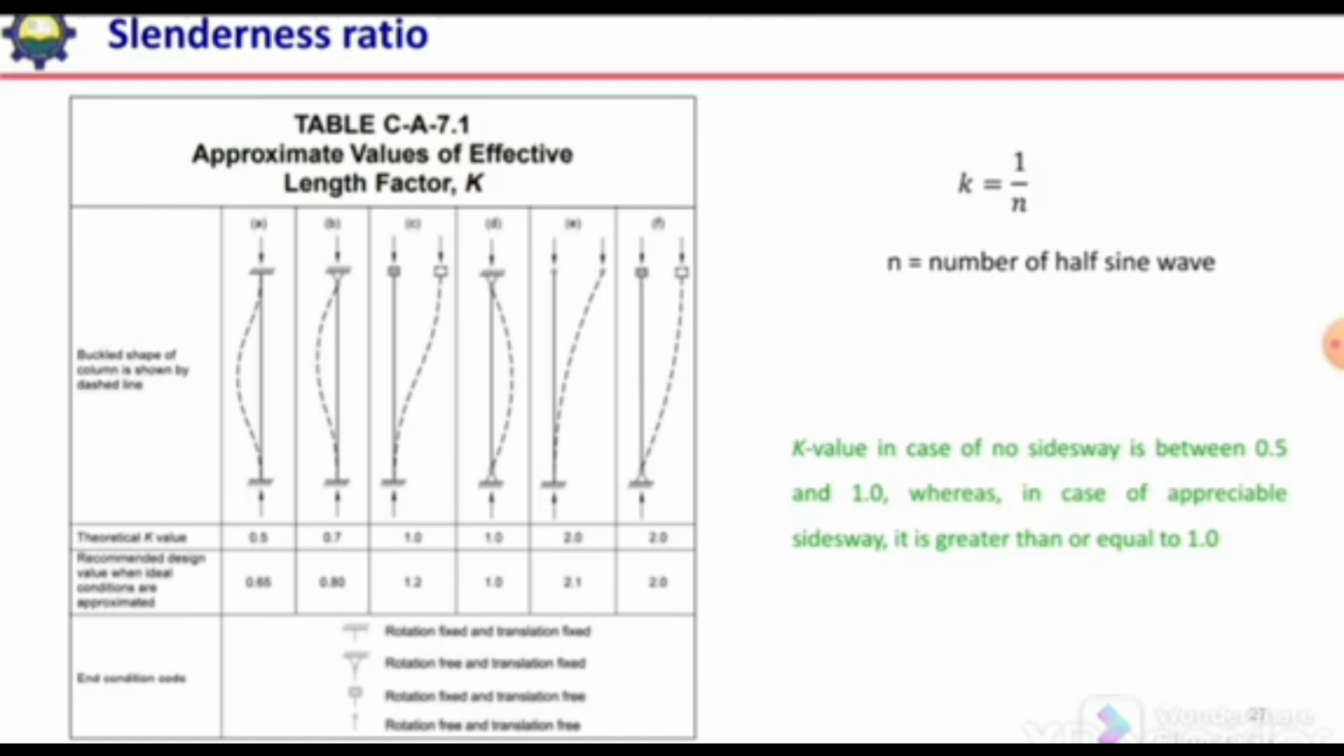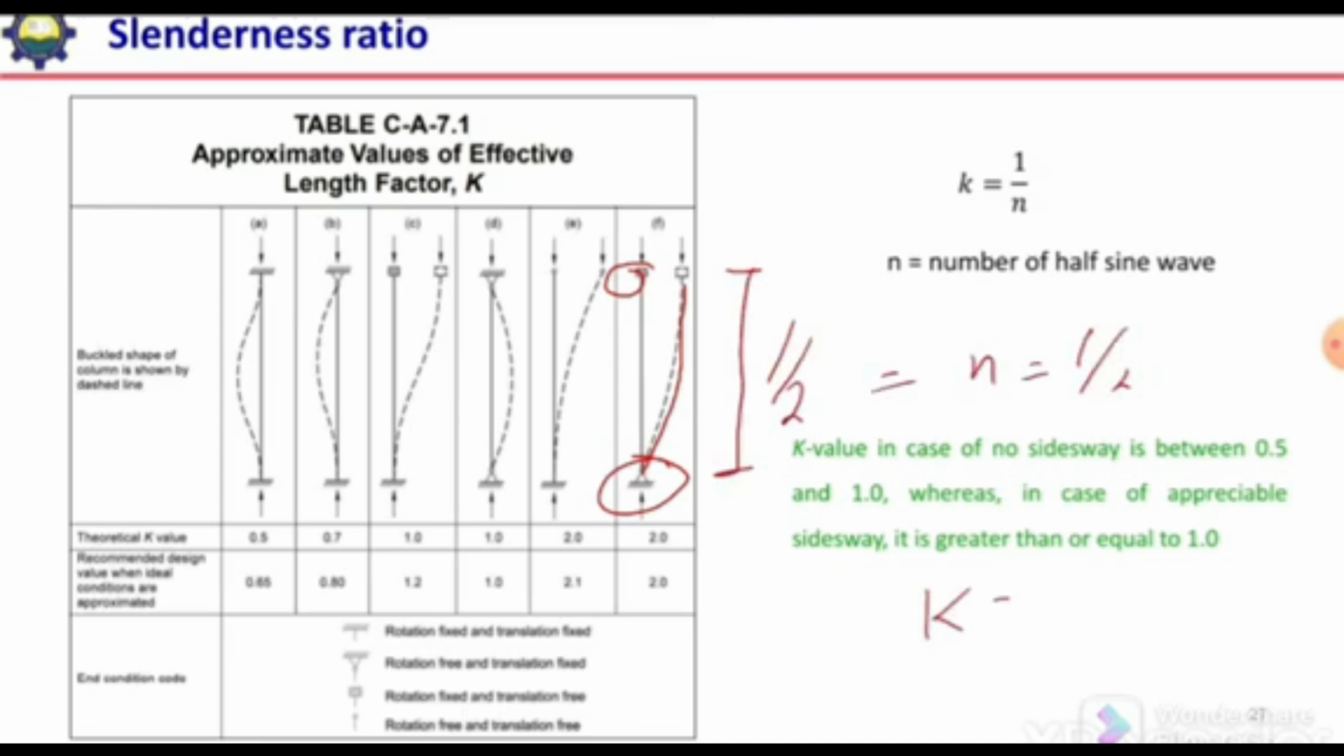And in the last case we have pin support at the bottom and we have a support at the top in which the rotation is fixed but translation is free. So the curvature will be like this. So this is again a half of half sine wave. So N is equal to 1 by 2. So K will be equal to 2. So we can see over here K value is 2. So this is the way how we can calculate this effective length factor K when we have defined end conditions.